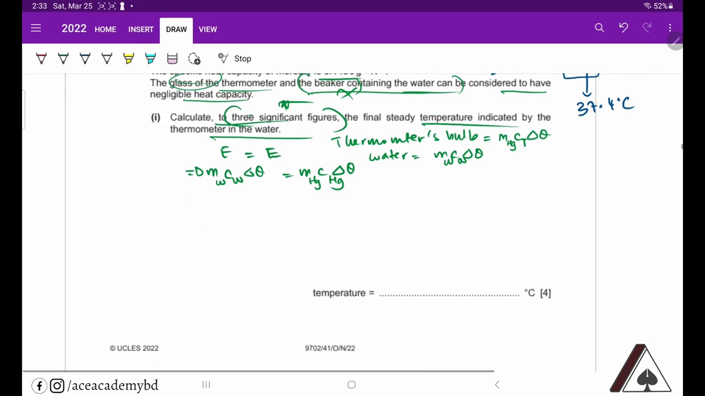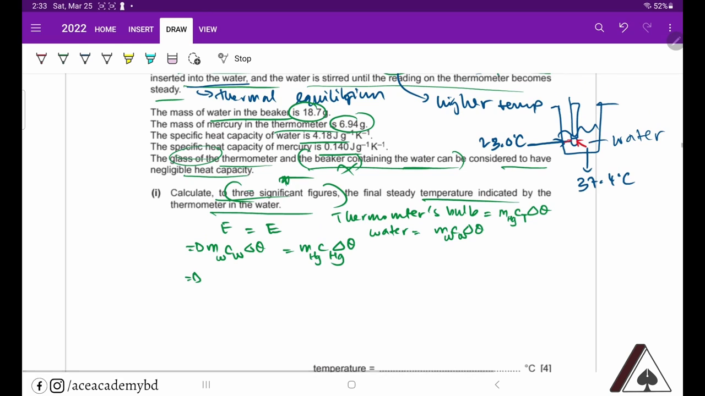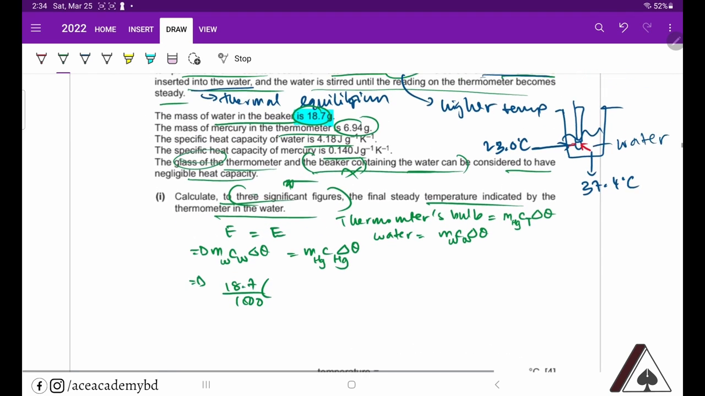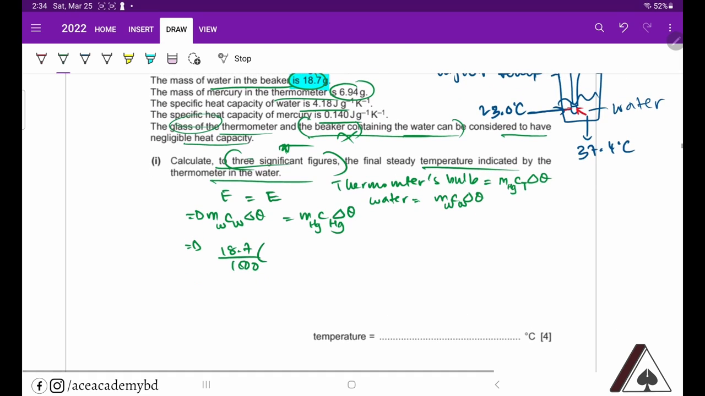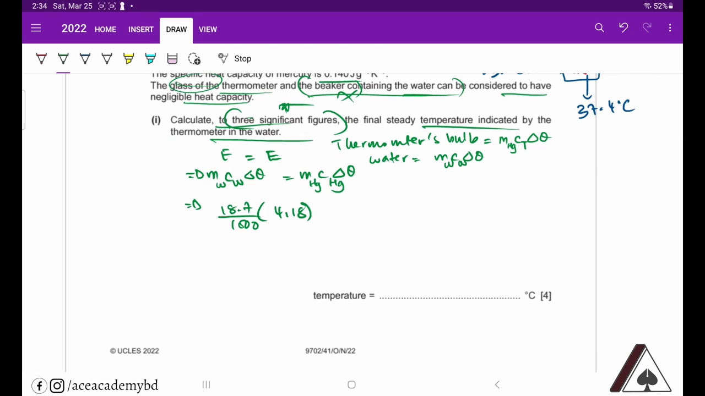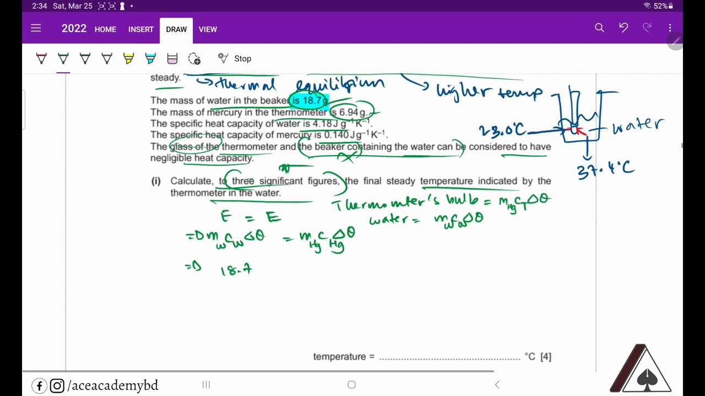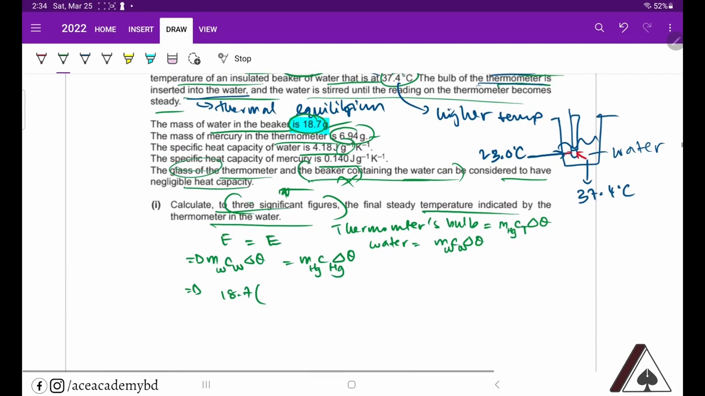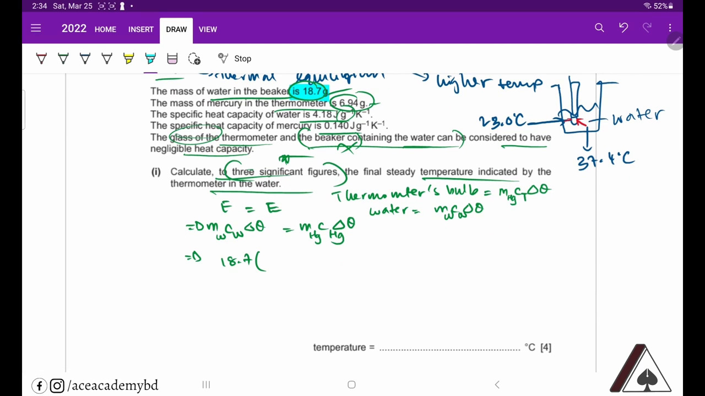Now if we substitute the values they have given us, the mass is 18.7 grams for water, so 18.7. I was going to divide it by 1000, but since I'm taking the specific heat capacity in grams, there's no need to divide it. So 18.7, and the specific heat capacity of water is 4.18, and then the temperature change of the water.